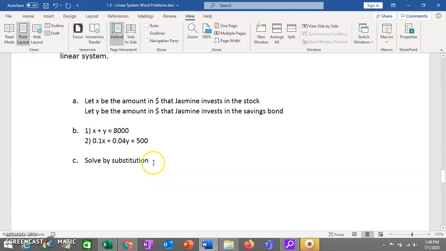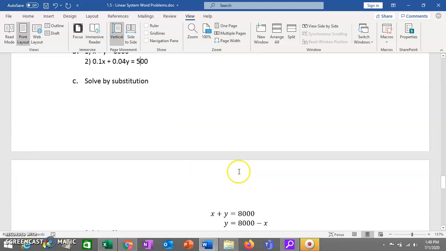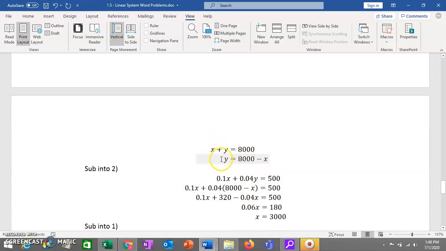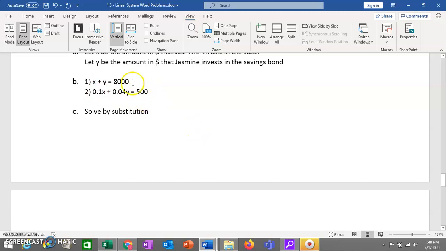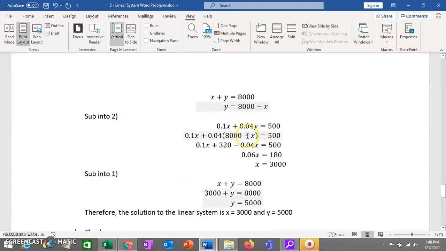Okay, so again, substitution is really easy here. I've picked a lot of questions where substitution is easy because you just move one of these variables over again. So that's what I've done. So x gets moved over. I have y. So I then look at my second equation and I replace y with 8,000 minus x because that's what y is. Again, remember to distribute, and you solve algebraically in the same way that you always do.